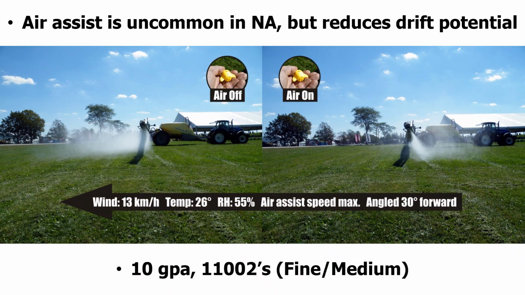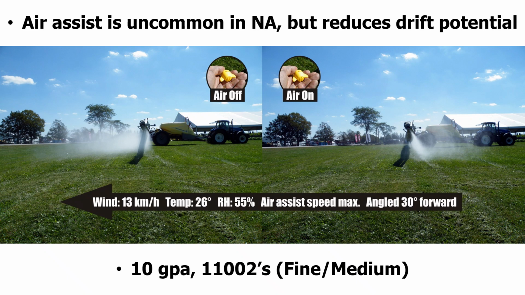On the other hand, I like air assist. This is a sprayer with a blower built right in. You see that big long black arrow that spans the two pictures? That's a 13-kilometer-an-hour wind, and it's blowing from the tractor past the sprayer from right to left.